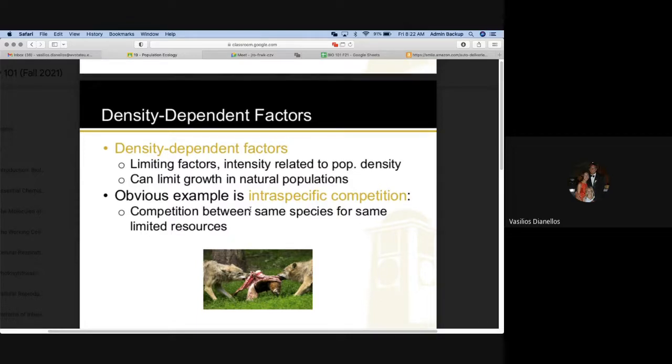Speaking of which, I don't want you to memorize all the different density dependent factors. What I want you to do is to be able to use that brain of yours. And if I were to describe something to you that you've never heard of before, I want you to be able to recognize that as dependent or independent.